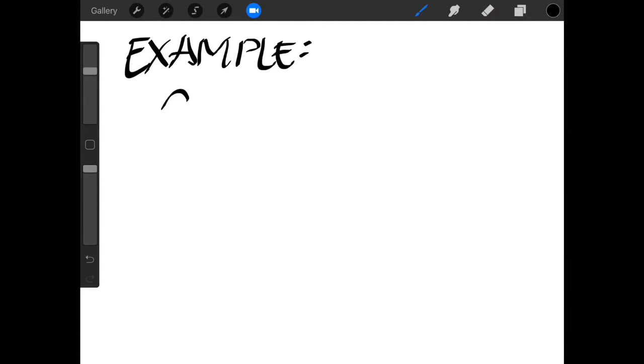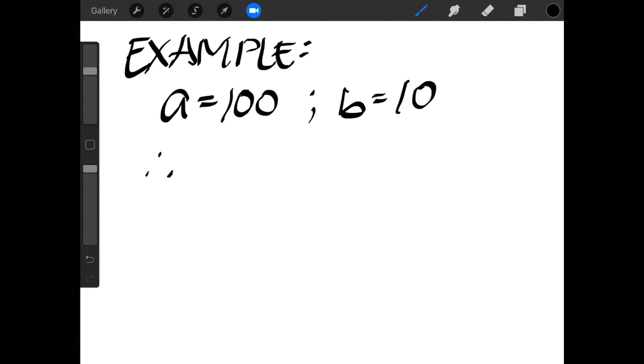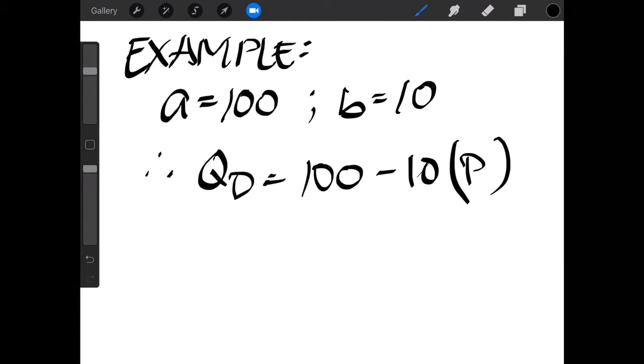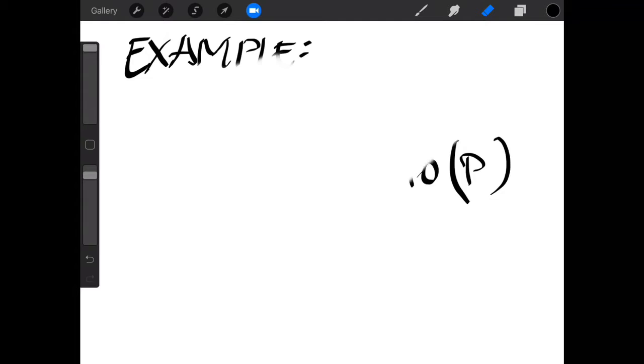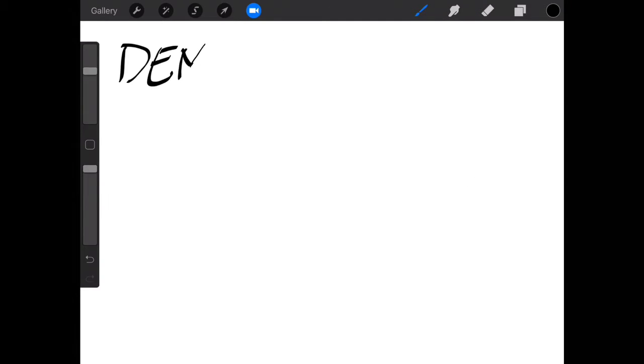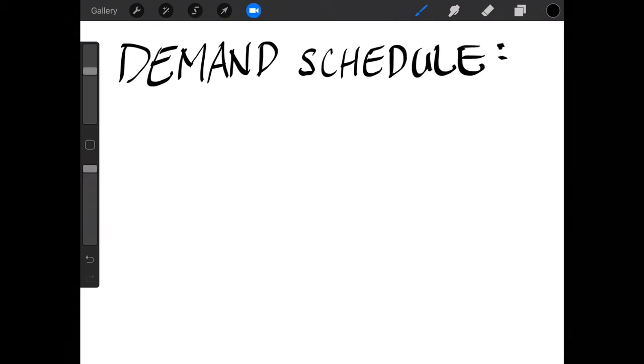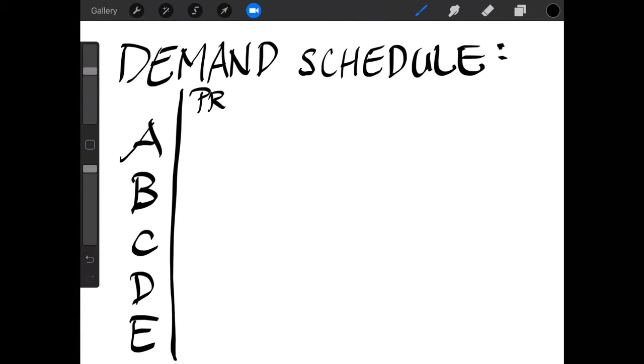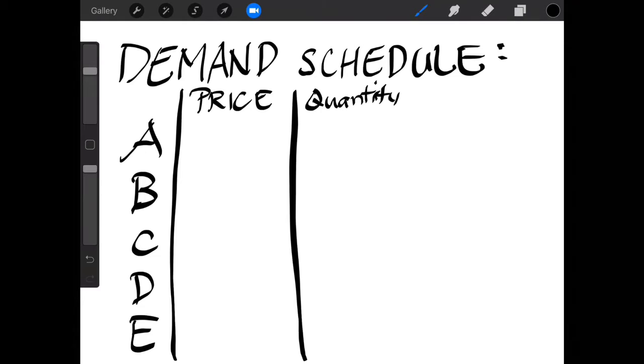Let's take this for example. A is equal to 100, B is equal to 10. Therefore, our equation will be QD is equal to 100 minus 10 times P. We will be using this demand schedule for situation A, situation B, situation C, situation D, and situation E. We also have the price and the quantity demanded.